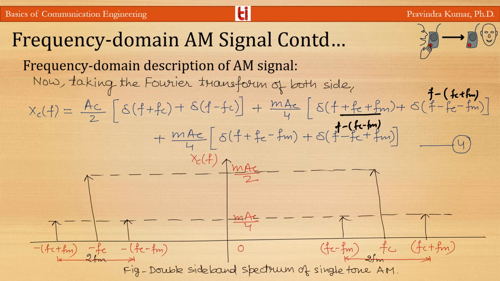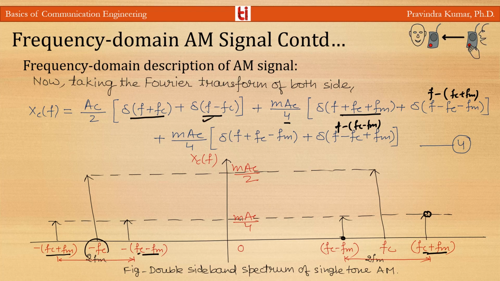So we can draw this double sideband spectrum of the single tone AM wave. Here this is Ac/2 at δ(f + fc) and δ(f − fc), and m Ac/4 at fc + fm and fc − fm. And in the other direction we will have this −fc, and −fc − fm and −fc + fm.